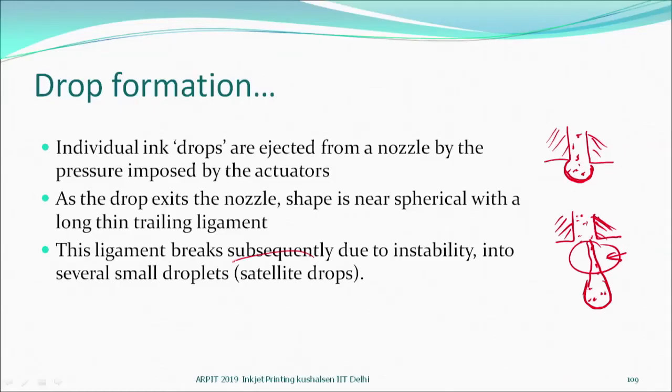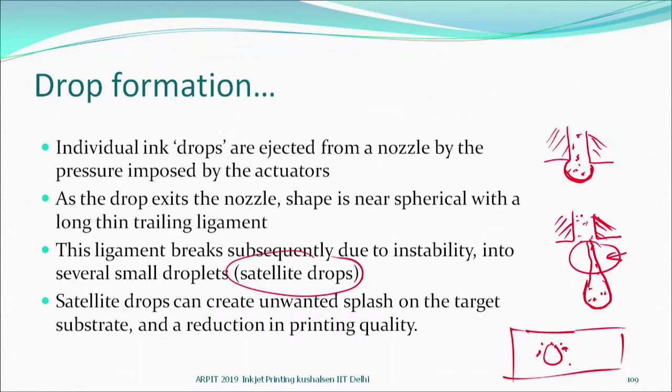Satellite. What happens? So, there is a print area on the textile, let us say, you have the design main drop, and you may find that there are some satellite drops also. They just also fall, they just broke because of the nature, the way you have it has to break sometimes. That is obviously not good for us. Satellite drops can create unwanted splash on the target substrate. Print quality obviously is going to be affected.